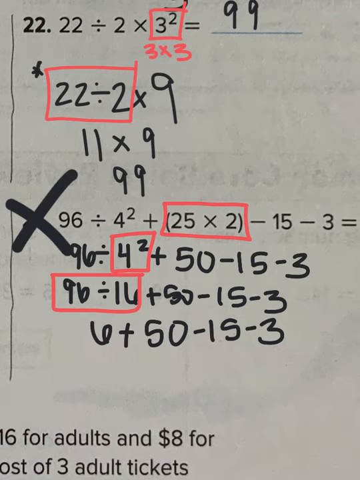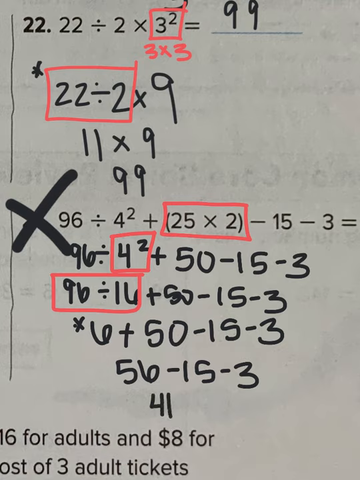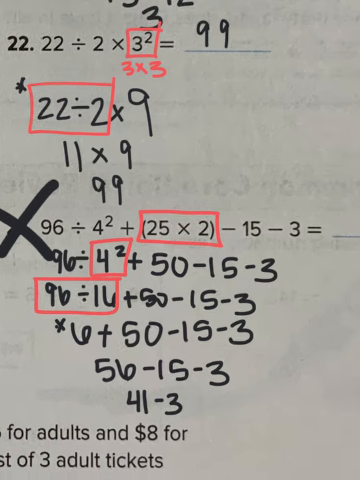And lastly, we have add and subtract from left to right. So we'll start on our left. 6 plus 50 gives us 56. 56 minus 15 gives us 41. And lastly, 41 minus 3 will give us 38 for our answer.